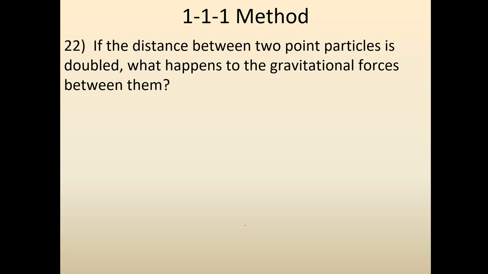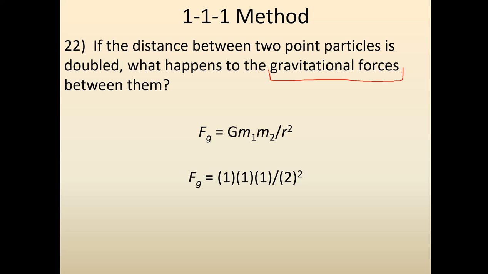So here, again, they mention gravitational force. So now we're making a switch over to the big G equation. They say that the distance is doubled, but they don't say anything else changing. So again, we're putting ones in for any variable that stays the same. We are not going to put in the 6.67 because we don't put real numbers into the equation.